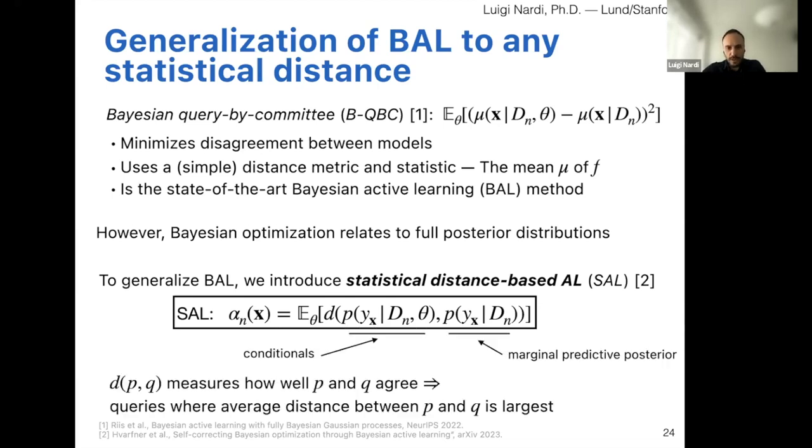What you care about is reducing the disagreement between the conditionals and the marginal predictive posterior. And this distance is basically just measuring the distance between these two distributions, helping you to guide the next optimization step to choose a location x which has the highest disagreement.